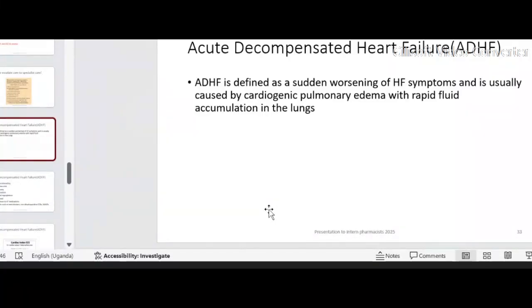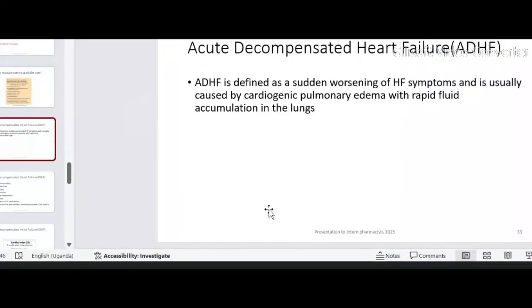Now, I want to conclude with acute decompensated heart failure. This one is a medical emergency, a cardiology emergency. Patients must be sent to the hospital for immediate care. Okay, ADHF is defined as a sudden worsening of heart failure symptoms.